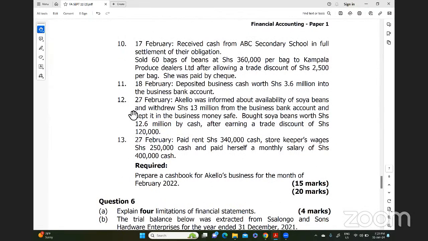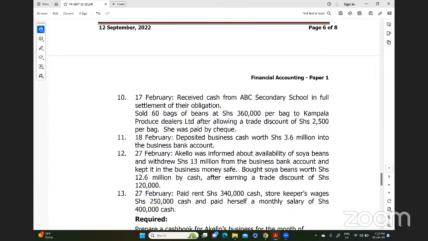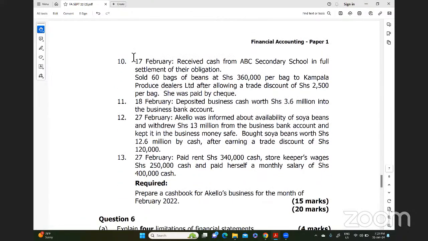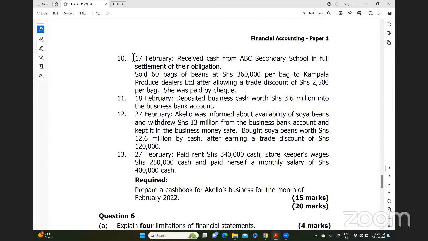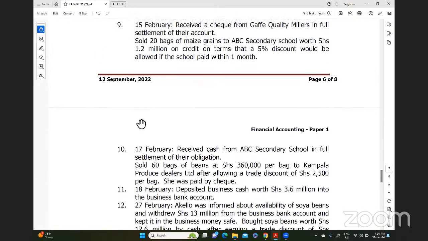Transaction number 10, 17th of Feb, received cash from ABC, the same school up there. You had sold to them on the 15th, and they are paying on the 17th. So we are receiving ABC in full settlement of their obligation. Then 60 bags of beans to Kampala, that's a separate transaction. So we are receiving the other money. And definitely they are qualifying for the discount, not so?